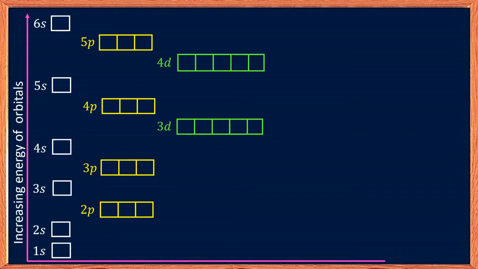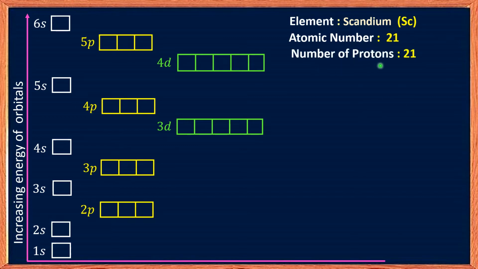Now let us write the electronic configuration of scandium. Name of the element is scandium. Its atomic number is 21. Number of protons 21. Number of electrons 21. The nucleus of scandium has 21 protons and 21 electrons revolve around this nucleus.